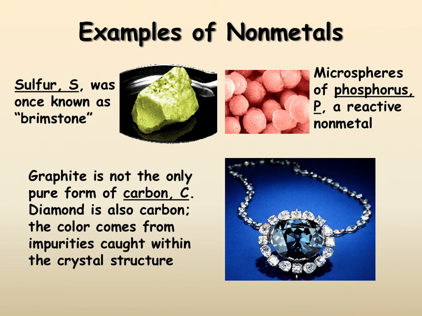Some other examples of nonmetals. Sulfur. It used to have a name of brimstone. It's this yellow brittle rock. It's very easy to just crush it in your hands. Microspheres of phosphorus have been used as a reactive nonmetal. Then carbon actually has several different forms, graphite being one of them, but diamond is also a form of elemental carbon. And if you've ever seen a colored diamond, that's because there's something else that's been caught inside the carbon atoms to reflect a different color.